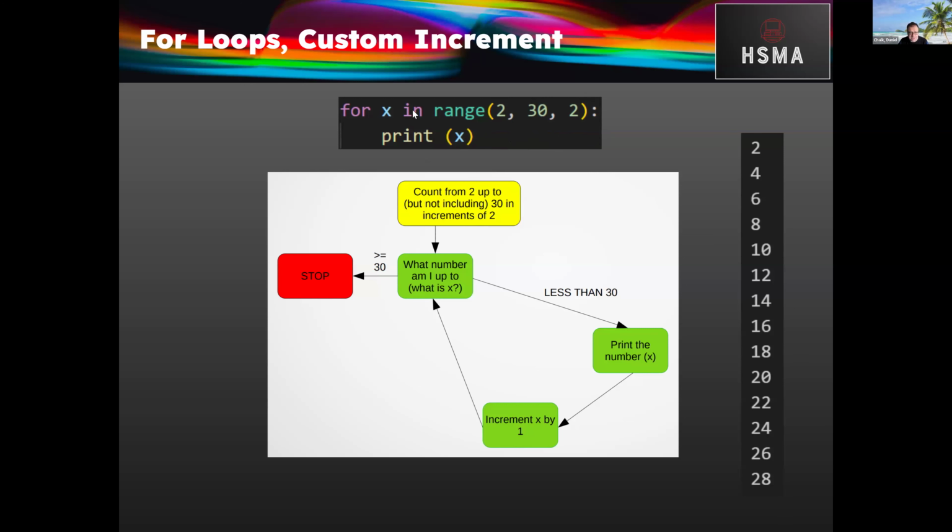And in my loop, I'm just going to print the value of X, and you'll see that's exactly what it does. It'll start at 2, 4, 6, 8, 10. It goes all the way up to 28. It'll then tick over to 30, but obviously then at that point it would stop.